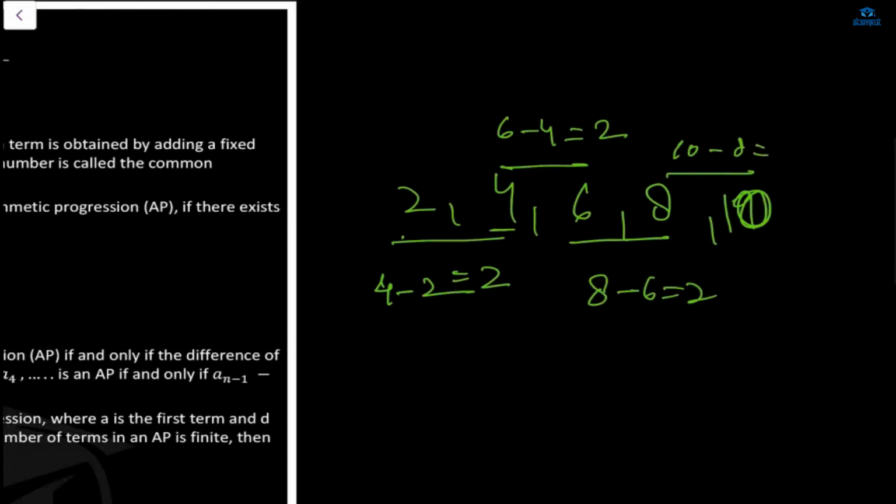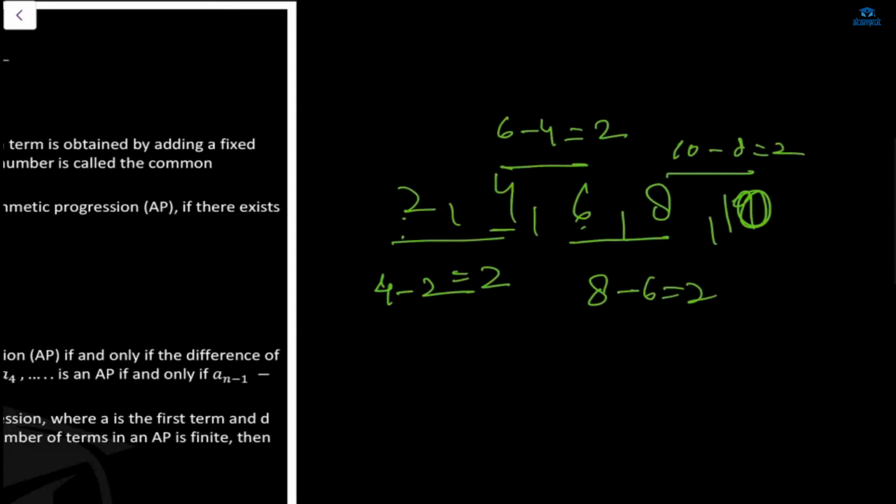You are not going to take the difference between 2 and 6, or 2 and 8, or 2 and 10. Just the difference between a term and the term right after it, the succeeding one. The difference between each term and its previous one is taken as the common difference.